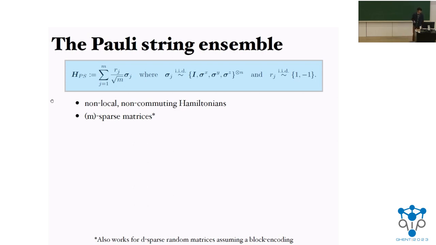The resulting Hamiltonian is highly non-local. The strings are going to be very long. It's going to be very non-commuting. From linear algebra, you can think of it as a sparse matrix. It is m-sparse, since there are only m Pauli strings. And this is our ensemble.